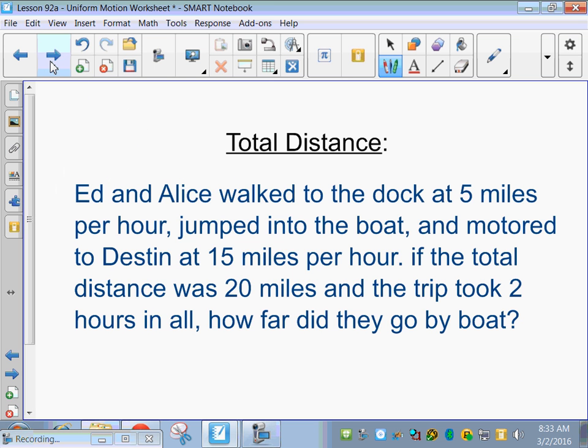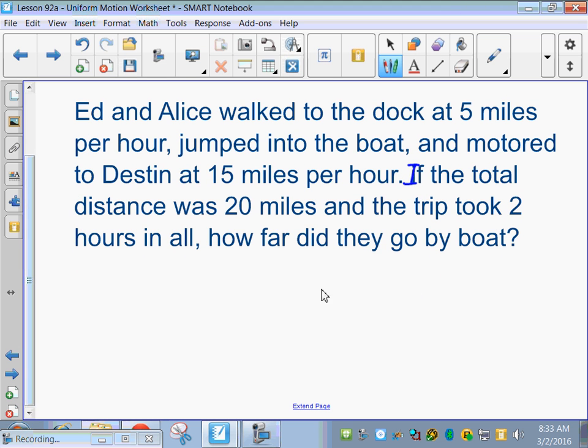All right, last one. Ed and Alice walked to the dock at 5 miles per hour, jumped into the boat, and motored to Destin at 15 miles per hour. If the total distance was 20 miles and the trip took 2 hours in all, how far did they go by boat? All right, so a little punctuation there. So we're traveling partially jogging or walking or whatever, and then we're getting in a boat. So that means there's a portion of the trip that we're walking, and then we're going further by motoring.